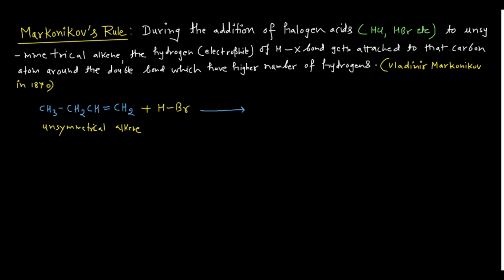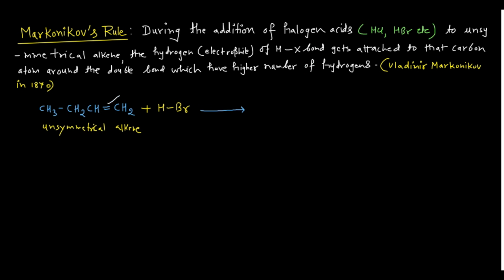So according to the Markovnikov rule, see, this is the double bond, and on the left hand side of the double bond you have only one hydrogen, and on the right hand side you have two hydrogens. So according to Markovnikov, the hydrogen present in the HX, the halogen acid, will add to this carbon atom because it carries the higher number of hydrogen atoms. This was the idea of Markovnikov. So if we follow the idea of Markovnikov, then it is quite obvious.